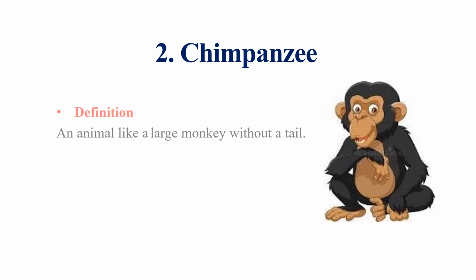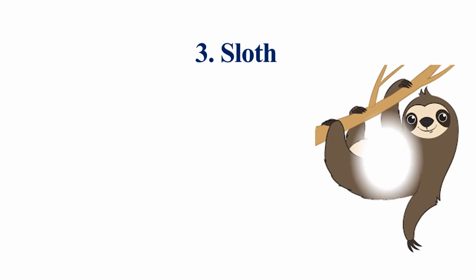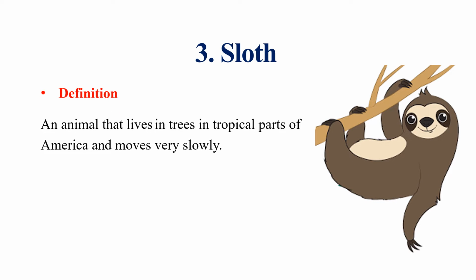Chimpanzee. A chimpanzee is an animal like a large monkey without a tail. This word is a noun. Sloth. The sloth is an animal that lives in trees in tropical parts of America and moves very slowly. It's a lazy animal. This word is a noun.